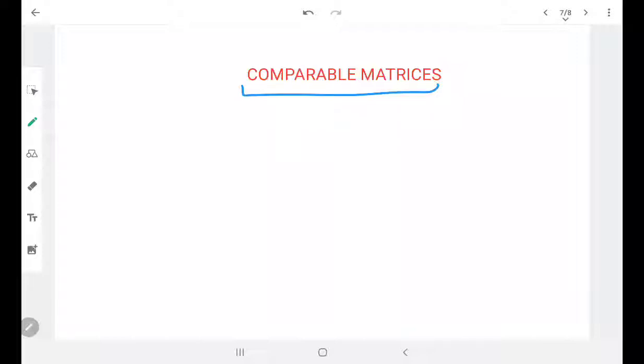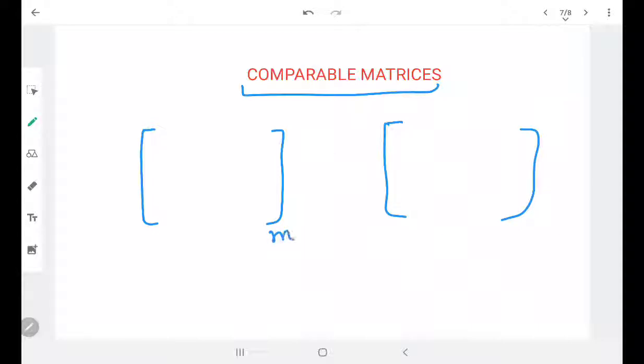Comparable matrices. Comparable means we can compare two things of the same kind, like comparing two persons working in a company at the same level, the ability of two colleagues, or the ages of students. Here, comparable matrices means we can compare two matrices, but there is a condition. We can compare them if they have the same order. For example, this is of order m by n, so this must also have order m by n.